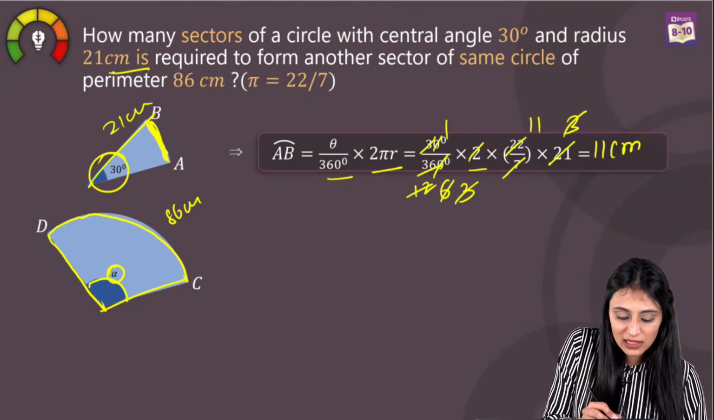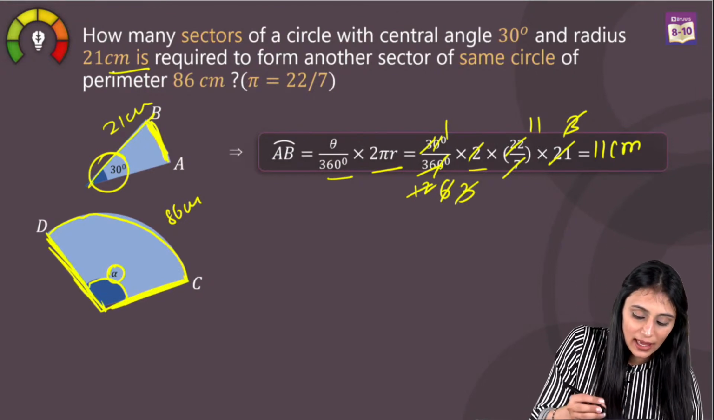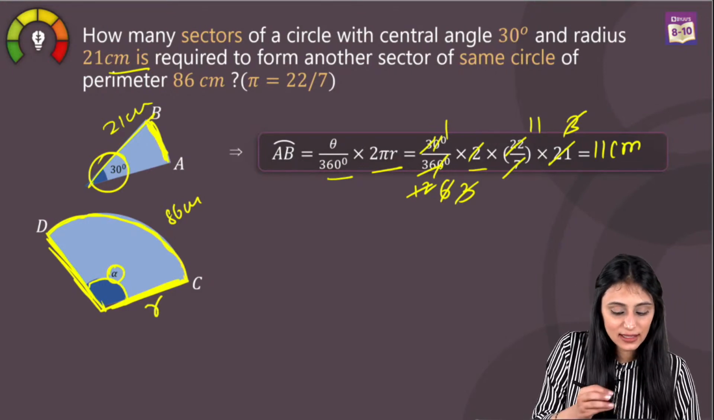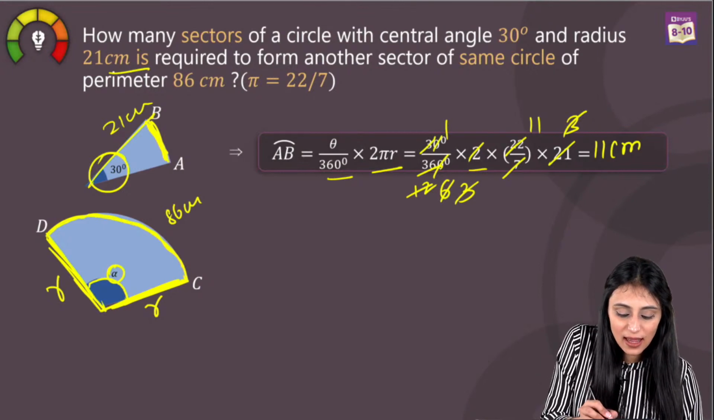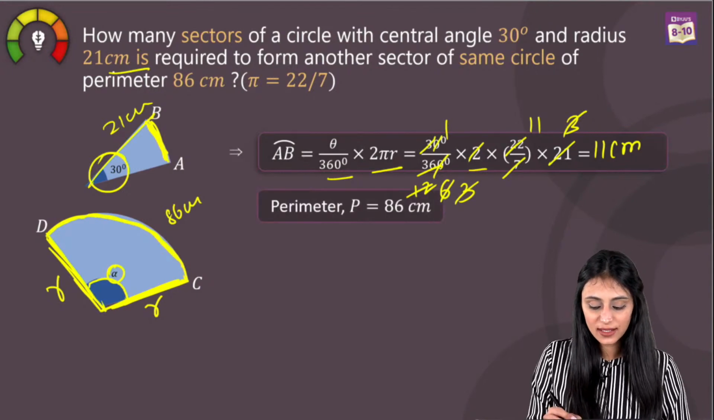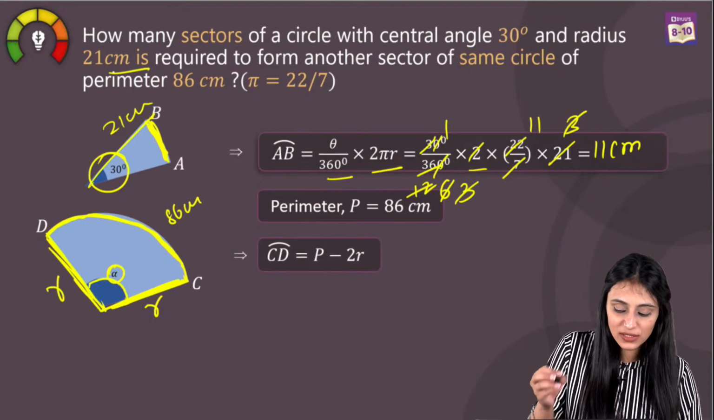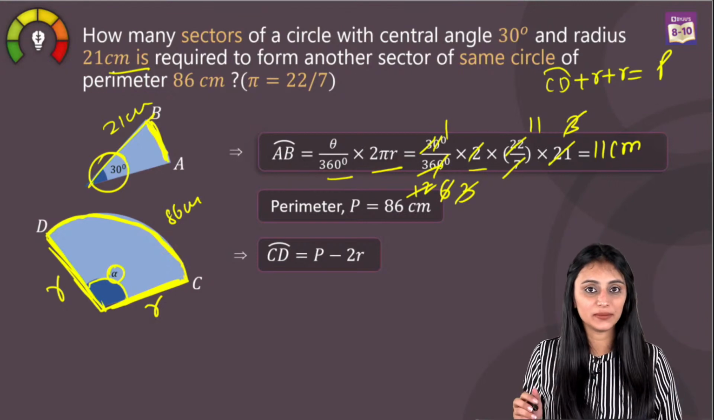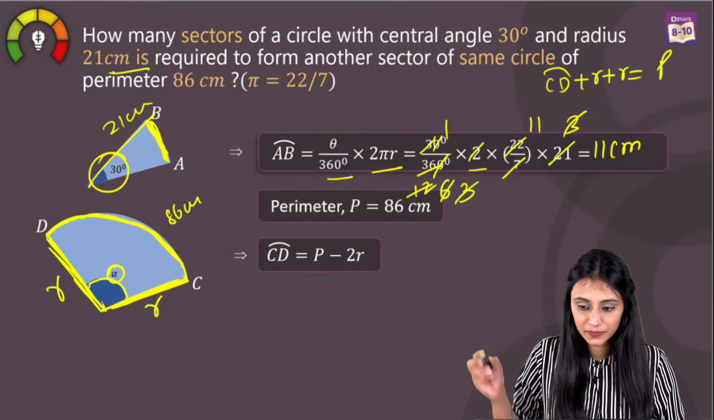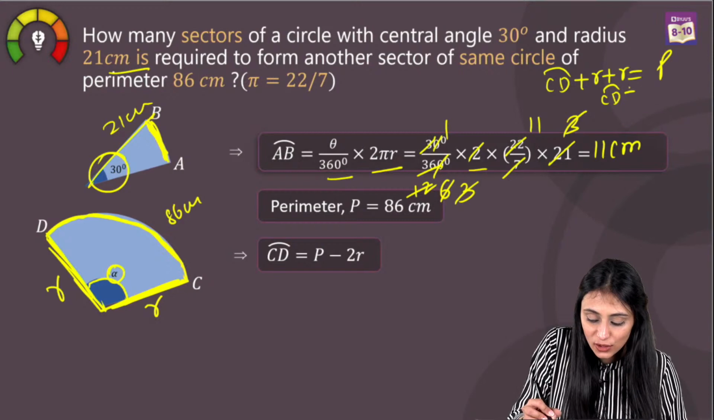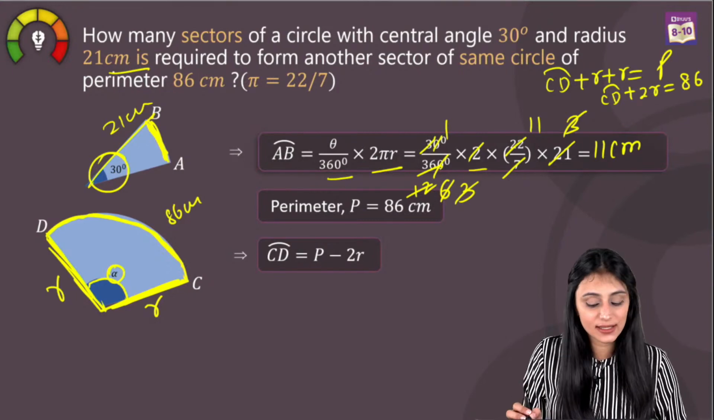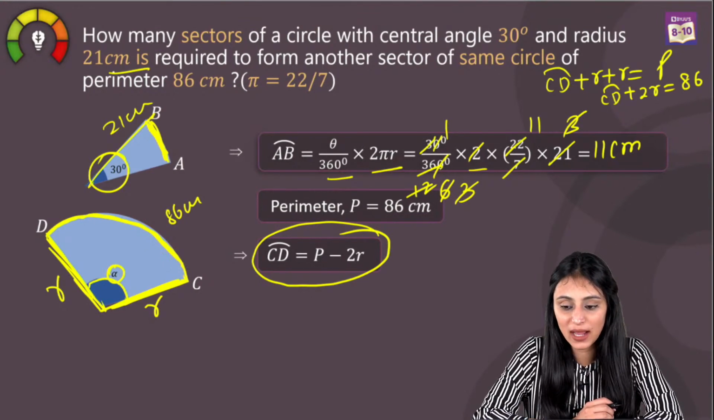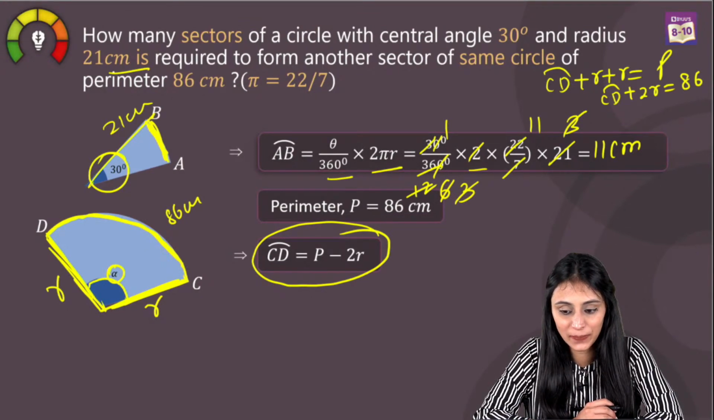You would say that this length would come, this length would come, and then this length of arc would come, correct? This is the radius, this is also the radius, and this is the arc CD. So if the perimeter is 86 centimeters, the length of arc CD plus 2R equals 86. From here, I get the length of arc CD, which is the perimeter minus 2R, right?